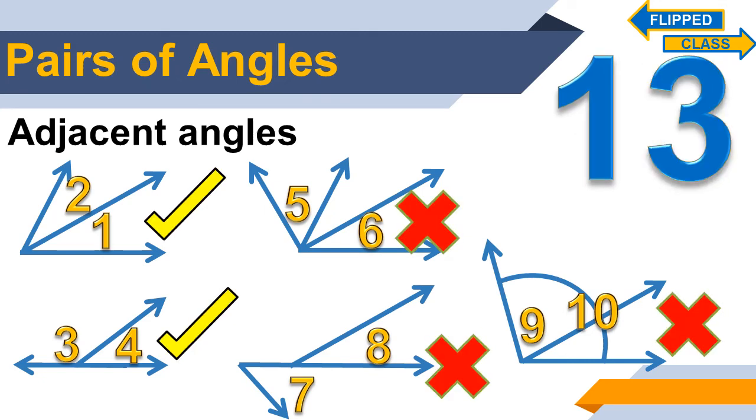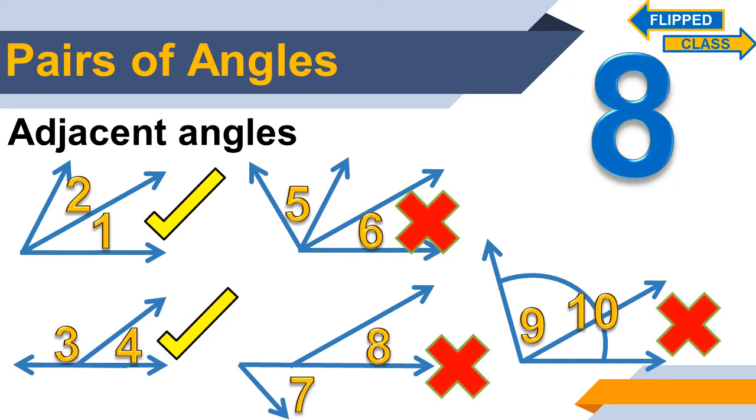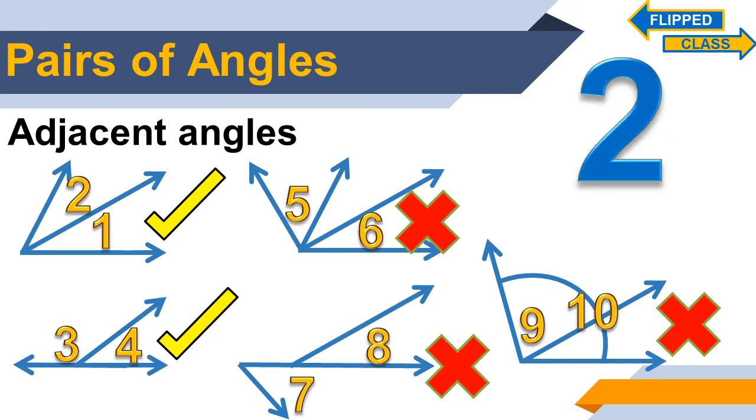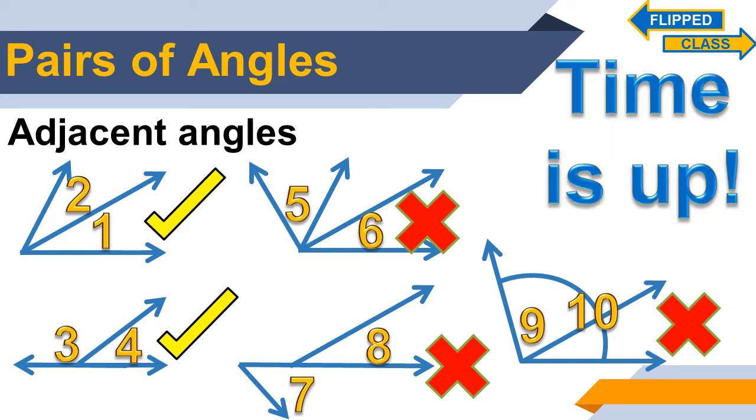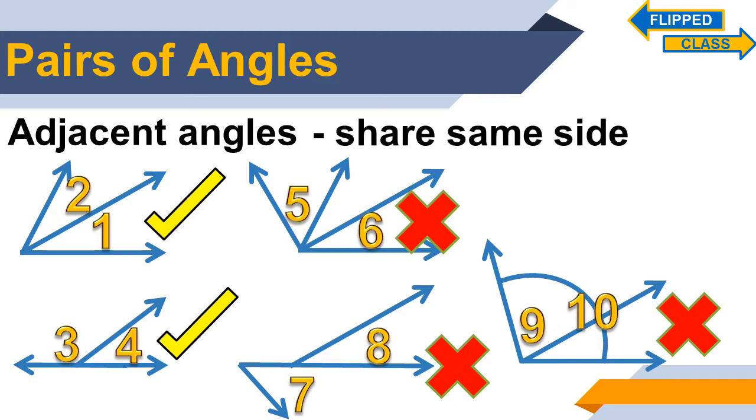Notice the differences of the non-adjacent given angles to the adjacent angles. Okay, time is up. Let's start with the first description. Probably you've said that adjacent angles actually share, yes, same side. Look at angles 1 and 2. They share a same side, as well as 3 and 4. However, for 5 and 6, they are non-adjacent because they don't have the same side.